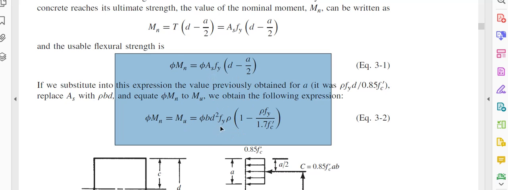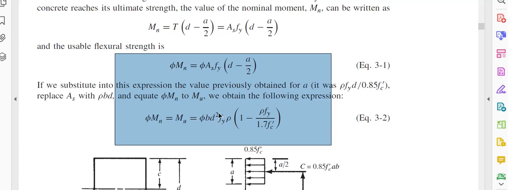Now in this equation you can see rho Fy times 1 minus rho Fy over 1.7 f prime c, this portion. This portion is completely material properties, nothing to do with the design. So the design is rho BD here. My design is BD square. What will be my width? What will be my depth? I believe that you didn't understand what I mean.